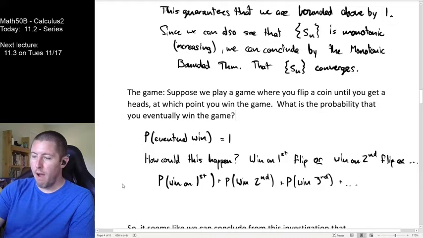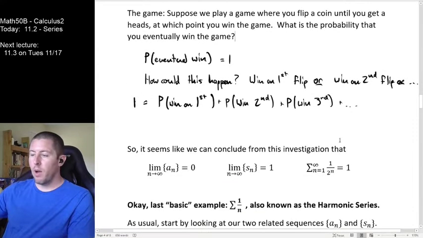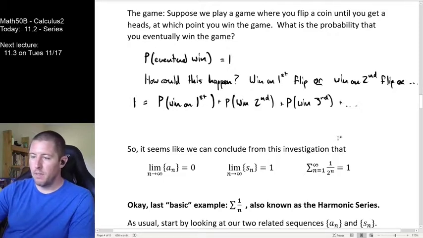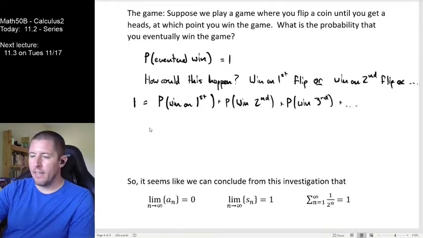That's what we're claiming is the probability of an eventual win, which is 1. Right? Now, what is the probability that we win on our first flip? What do we need to get in that case right there? Well, if we win on the first flip, then this was just getting a heads.